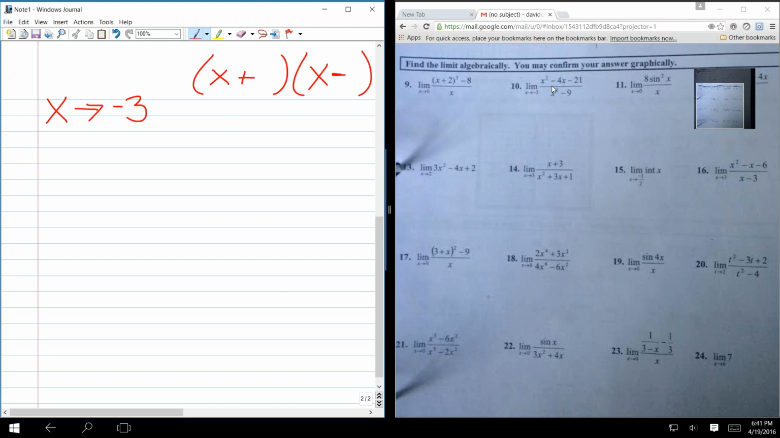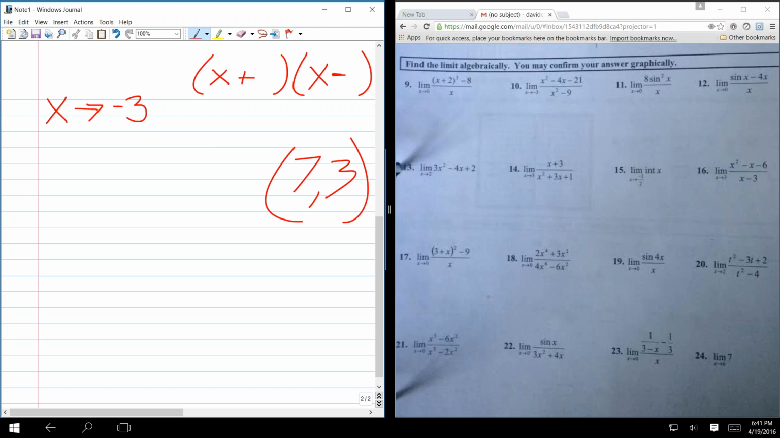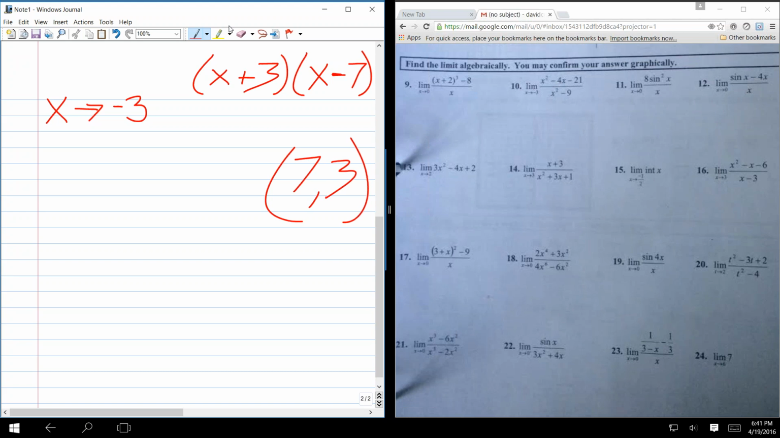Well, what are those? Wouldn't it be plus 3 and then minus 7? Yeah, it's 7 and 3. That's step 3. And then you put the larger of those factors with the sign of the middle term. Well, the middle term has a negative sign, so I got to put the 7 there and the 3 there. That's the way I factor stuff every single time. If you're good enough to do it all in one step, that's fine, but I'm not.